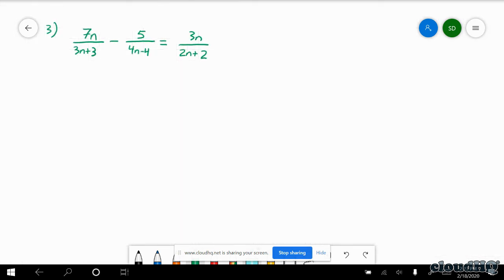Our first step is to find the least common denominator, but before we do that, we should check to make sure those denominators are factored, because in this case there is some overlap, but if you look at it initially, it seems like they're all unique. But if you factor out the 3 from the first one, you get 3 times n plus 1. From the second, I can factor out 4, leaving me with n minus 1. And the last one I can factor out a 2, leaving me with n plus 1.